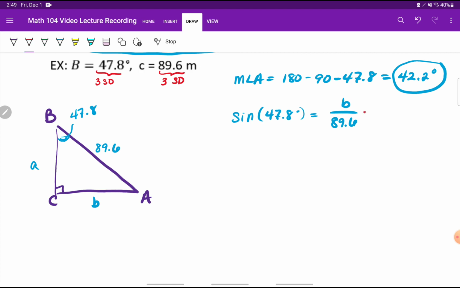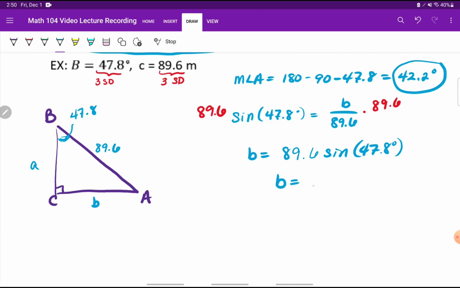And we're doing the same thing as we did in the previous example, multiplying both sides. We'll get side B to be 89.6 times sine of 47.8 degrees, and right into our calculator. We'll be rounding to 3 significant digits. We'll get B to be equal to 66.4, and our unit is meters.